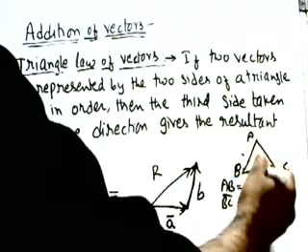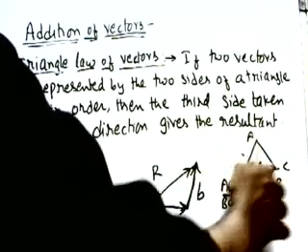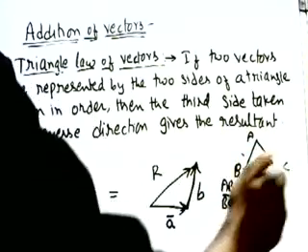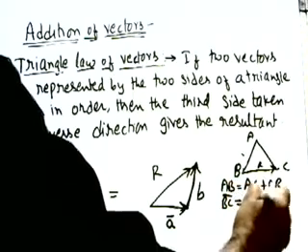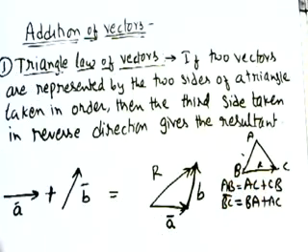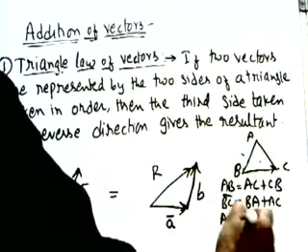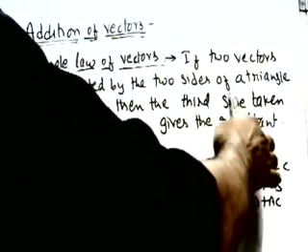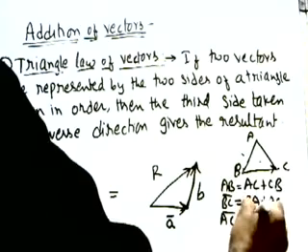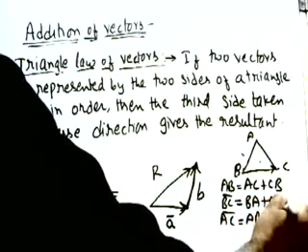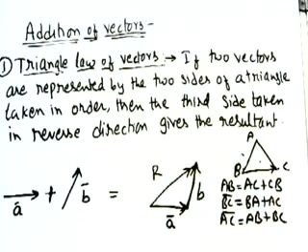Suppose you want to make the resultant BC. How will this become the resultant? BC equals BA plus AC. Whichever we want to make the resultant, suppose we want AC, then AC can be written as AB plus BC. You practice this one, okay?